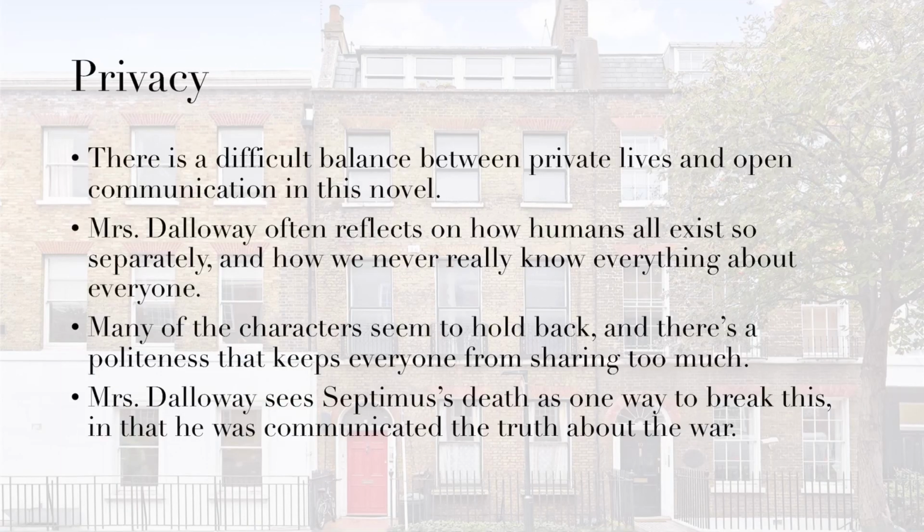In terms of the themes, the first theme is privacy, and there's a difficult balance between private lives and open communication in this novel. We find that Mrs. Dalloway often reflects on how humans all exist so separately, and how we never really quite know everything about everyone. Many of the characters seem to hold back, and there's a politeness that keeps everyone from sharing too much. And Mrs. Dalloway sees Septimus's death as one way to break this silence, in that he has communicated the truth about the war and its damage.